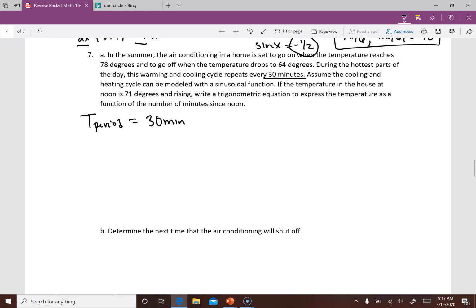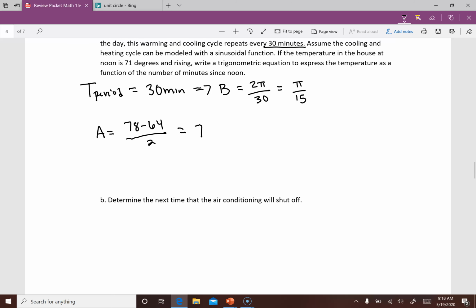And we have to get our b, and to get my b, that's going to be equal to 2 pi over 30. That's just something you've got to put to memory, and that's going to be pi over 15. Our amplitude, of course, is how far this goes up and down from the midline. So that's going to be 78 minus 64 divided by 2, which gives me 7 degrees. And we can check that in a hot second. The midline is going to be the average of the high and the low, which is going to be 78 plus 64 divided by 2, which is 71.